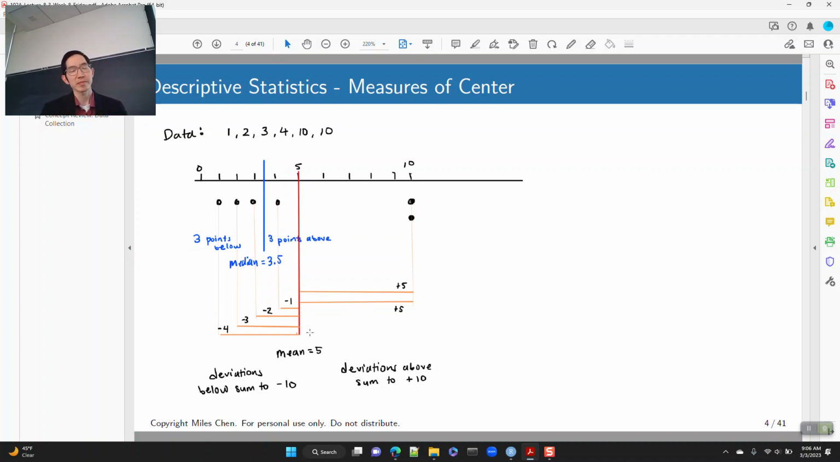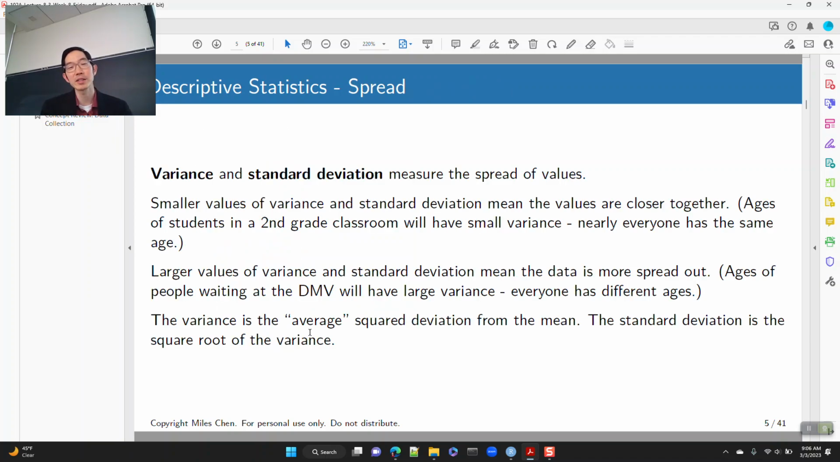And so that's the idea of the median and the mean, that they balance things, but they balance slightly different things. And then the next thing that you cover in descriptive statistics is the variance and standard deviation. You have other measures of spread, but these things basically measure, are your values very similar to each other?